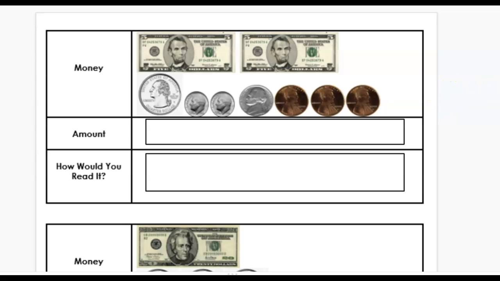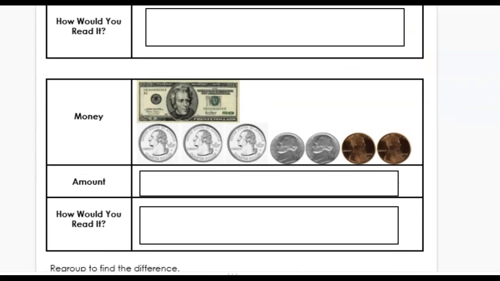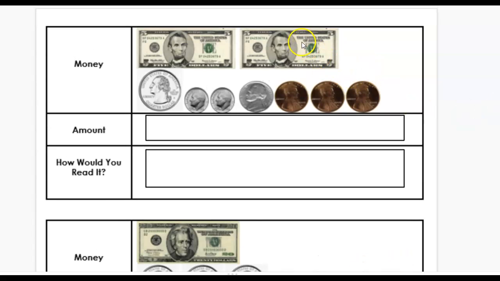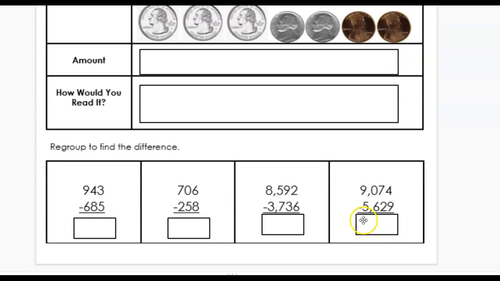You have 2 more problems to do, just like the one we did together, where you have to add up the bill and coin amounts, write the amount, and then type how you would read it. At the bottom of the slide, you are going to practice subtracting with regrouping. Don't forget, if the number on top is smaller than the number on the bottom, you're going to need to go next door to your neighbor to borrow. When you are finished, make sure to turn in to your teacher.